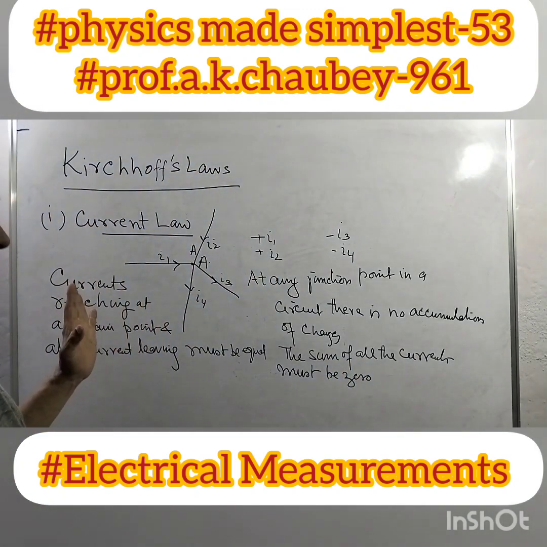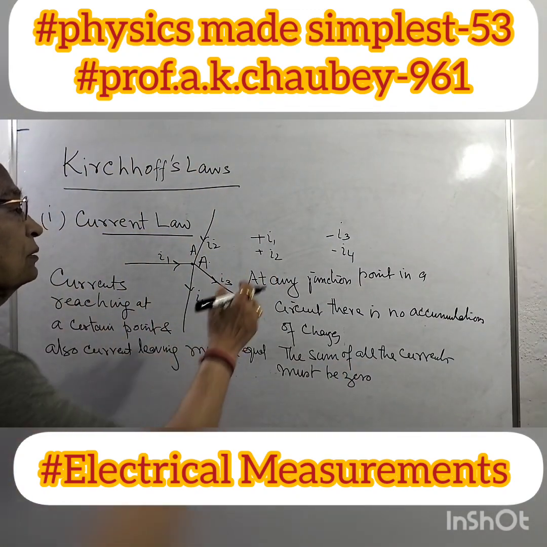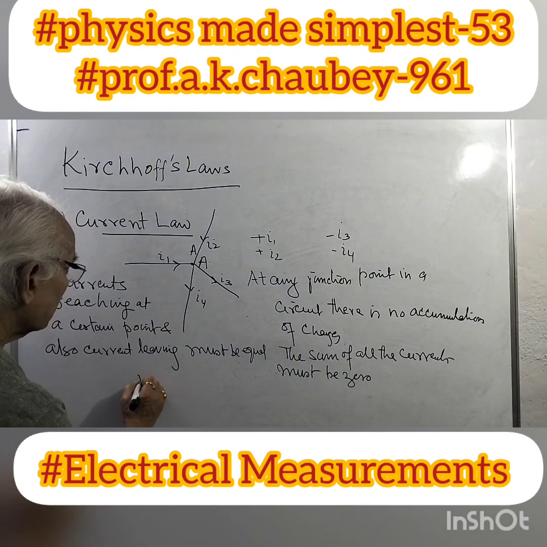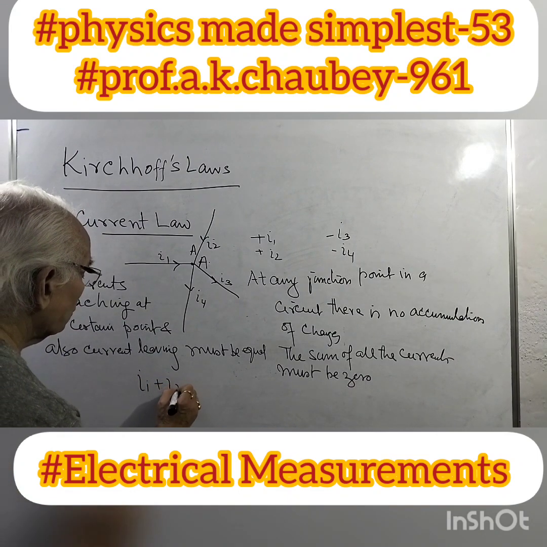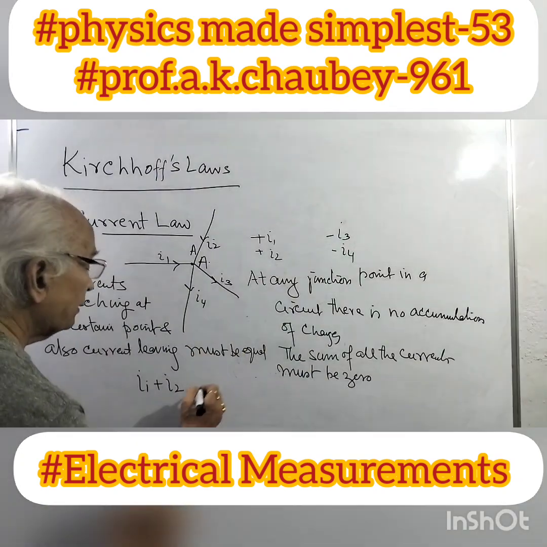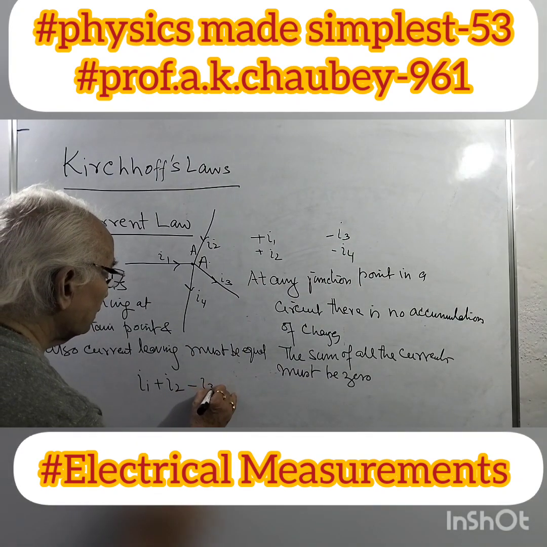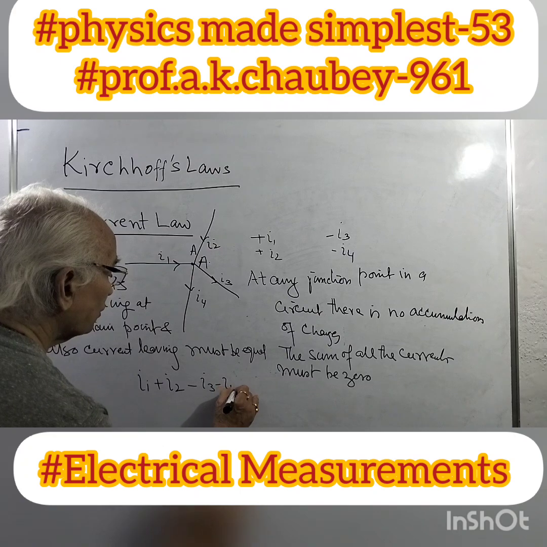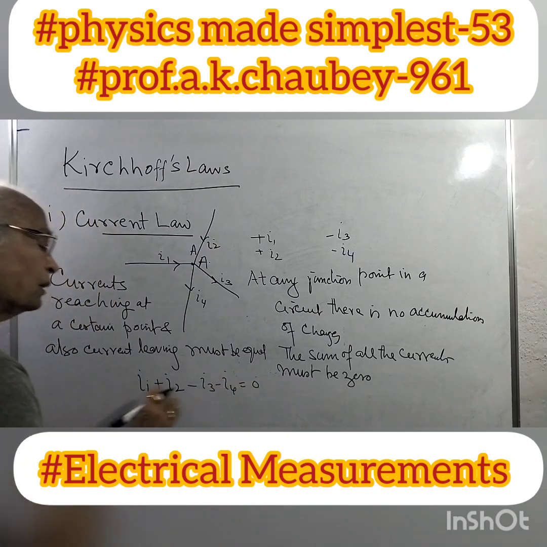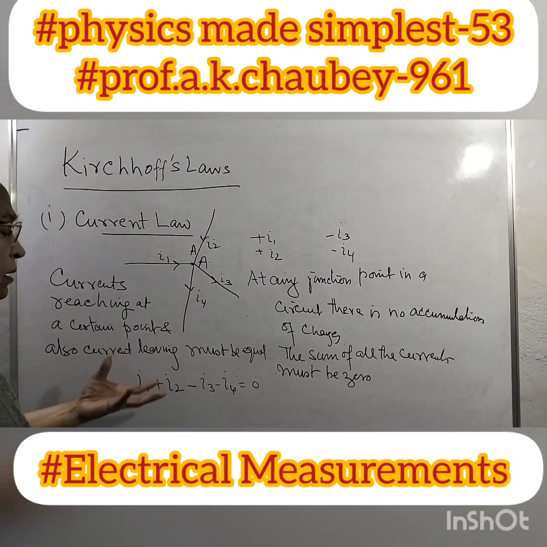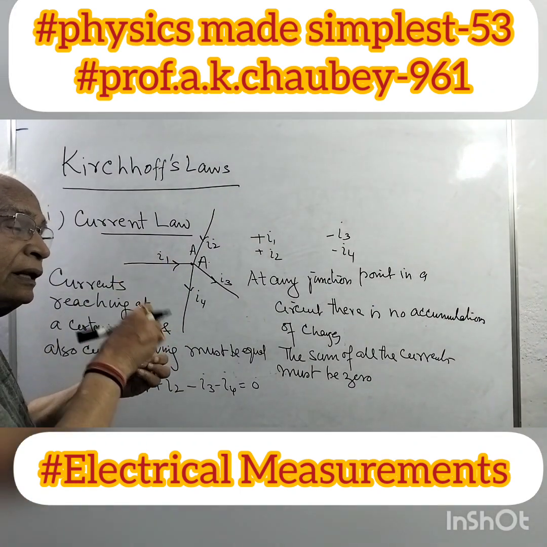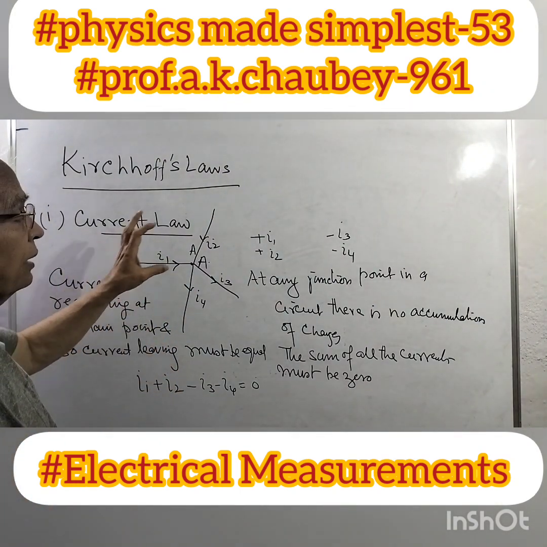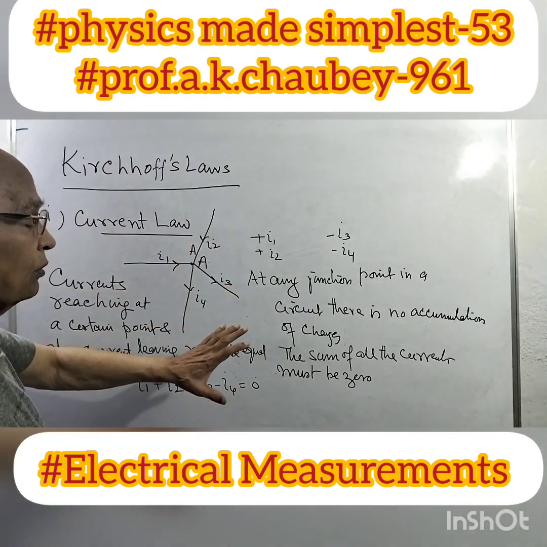The sum of all the current must be 0. It means if I write, say, current reaching, I1 plus I2, then current leaving, minus I3 minus I4, this must be 0. The total sum of the current must be 0, because no charge is collected at any point. Whatever charge is reaching, the same must be leaving also.